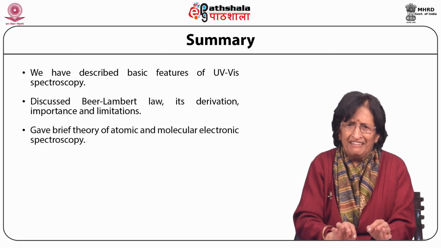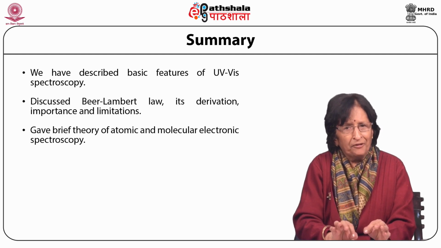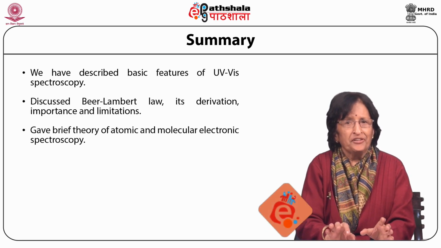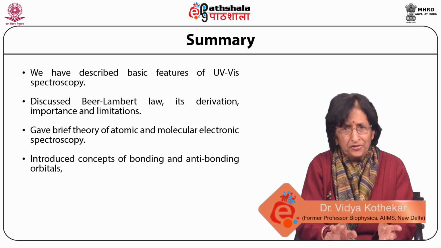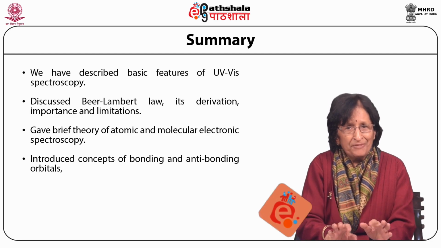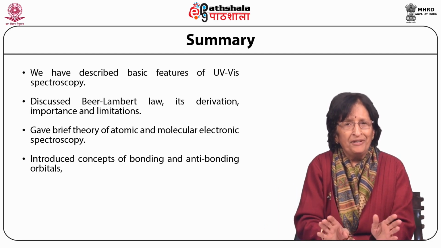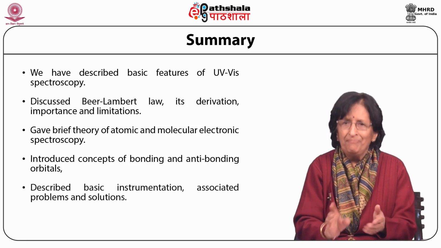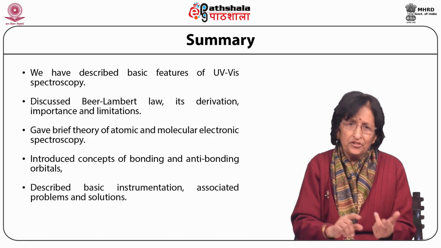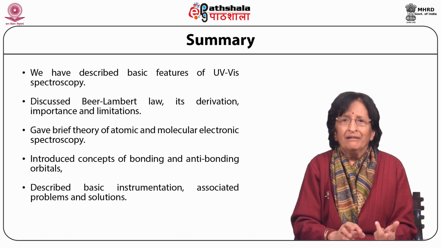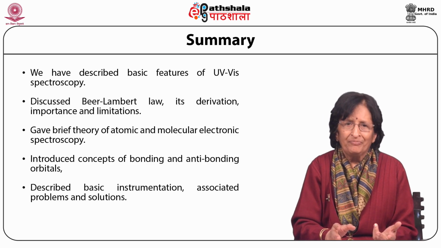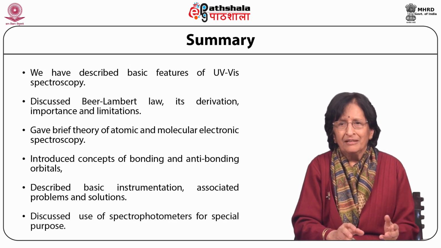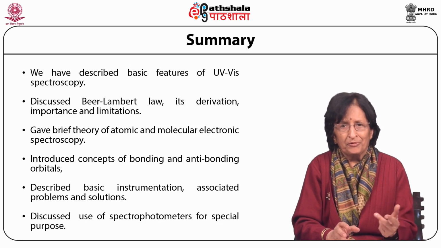We gave a brief theory, very brief, of atomic and molecular electronic spectroscopy. We introduced you to concepts of bonding and antibonding orbitals, described basic instrumentation, associated problems with the instrumentation and measurement, and how to solve those problems. We also discussed use of spectrophotometers for some special purposes.